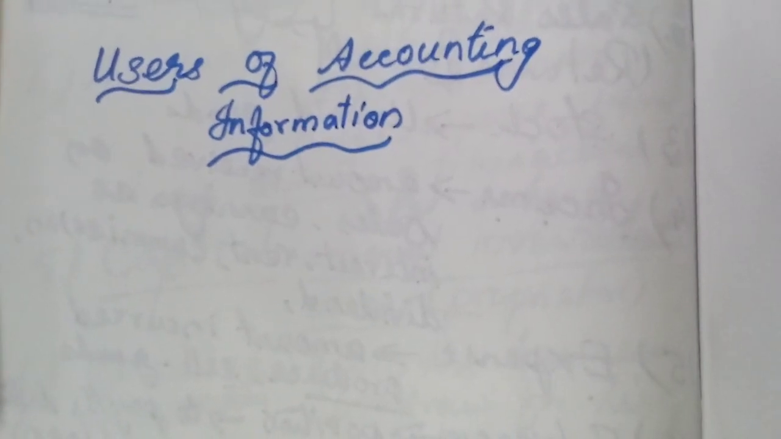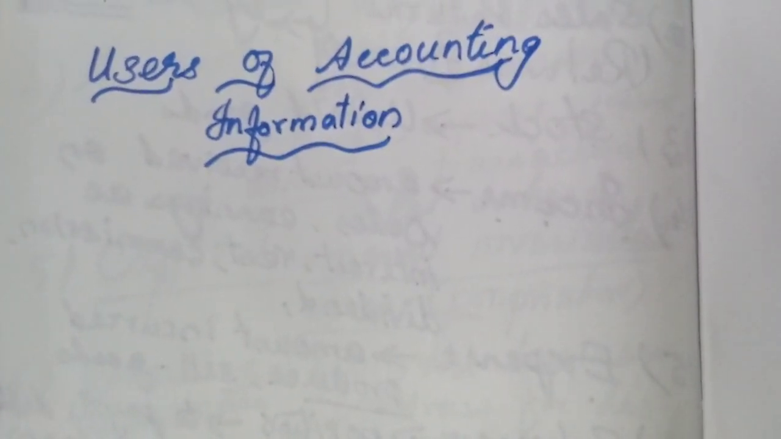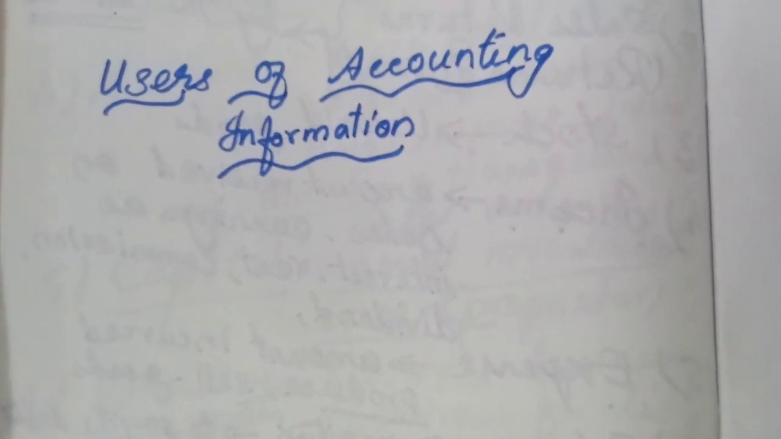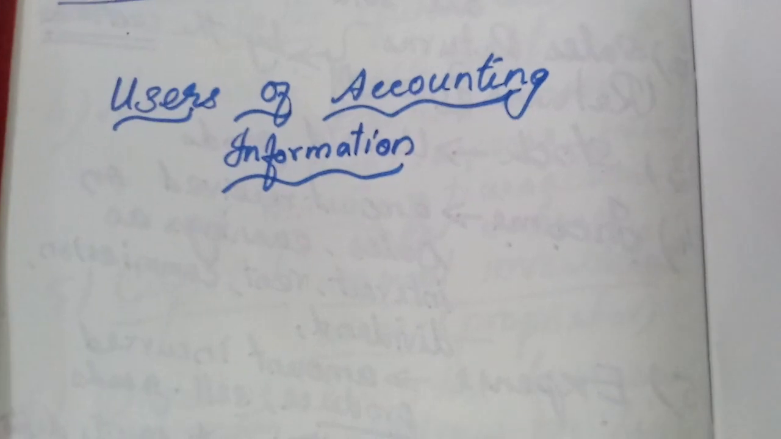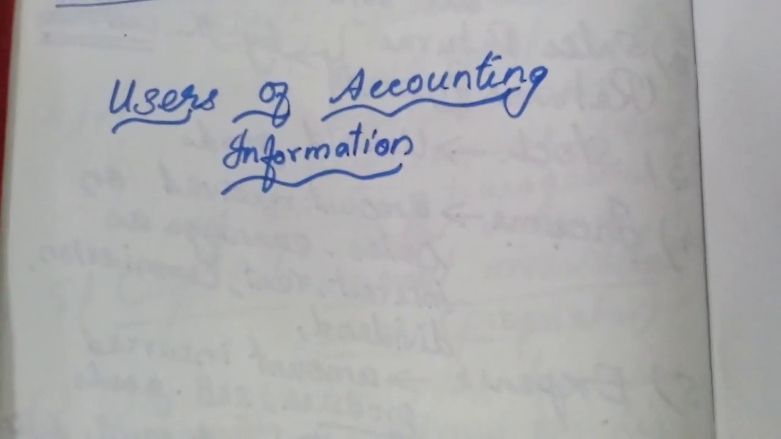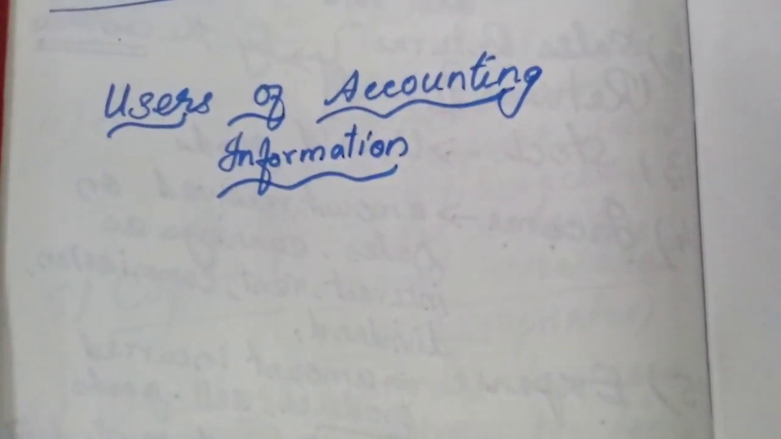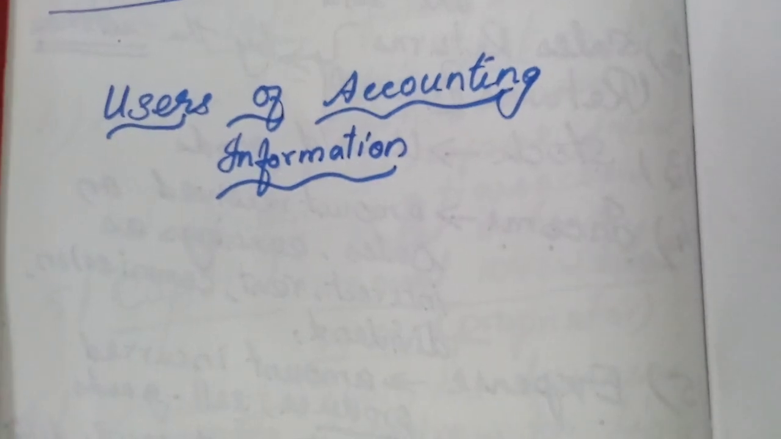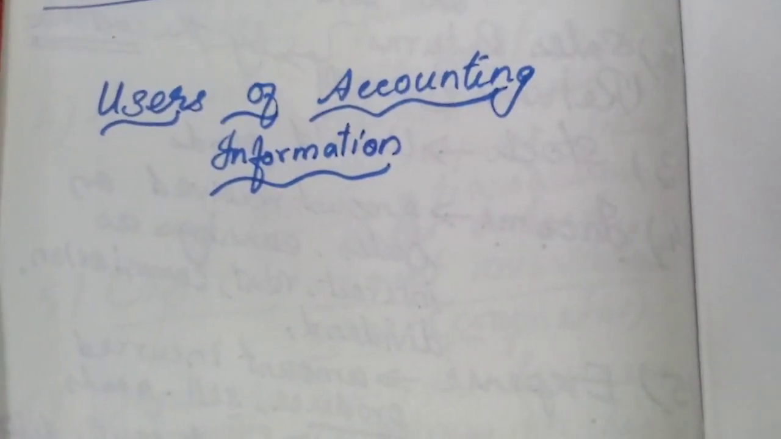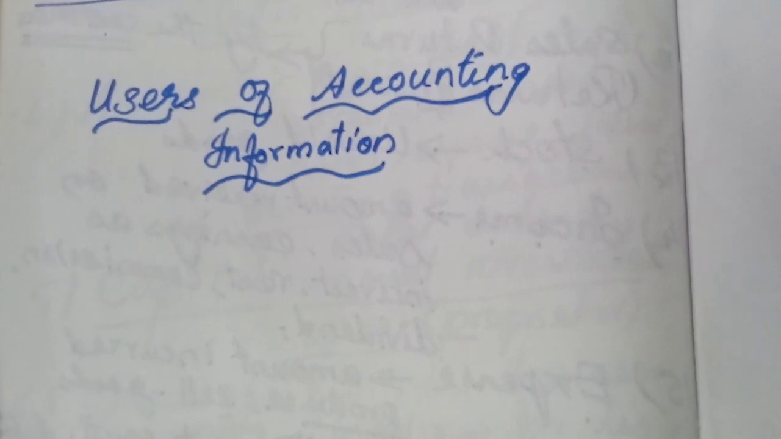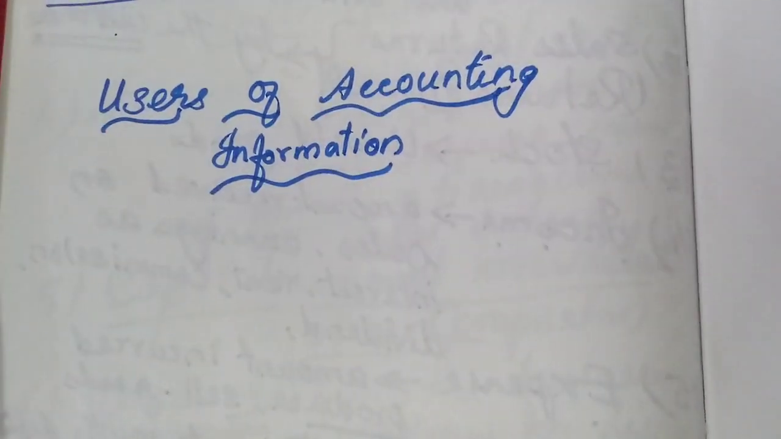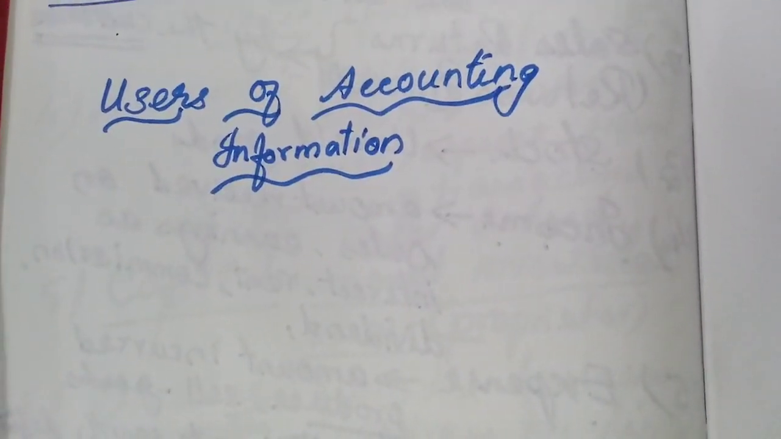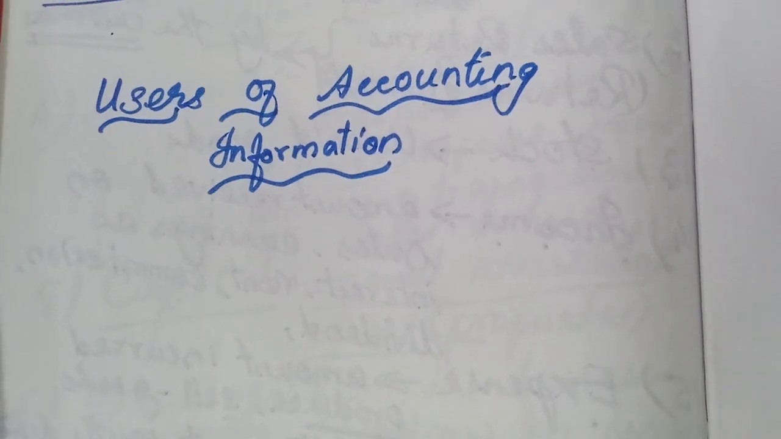Good morning, students. I think you might have learned all the terms that we use in accounting, around 23 terms. The next heading is branches of accounting, and the next one, basis of accounting. These two we will learn later. Before that, we have to learn the uses of accounting information. Only then will you be able to understand the basis. So let us learn today the users of accounting information.